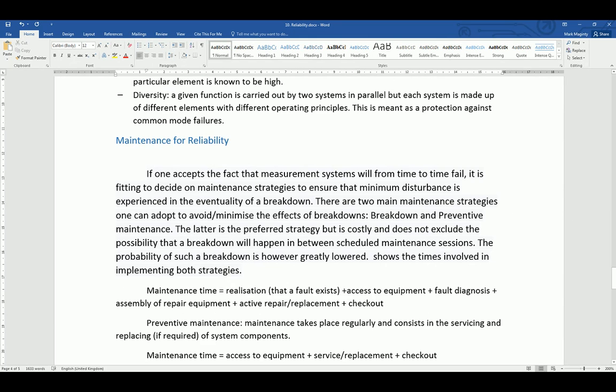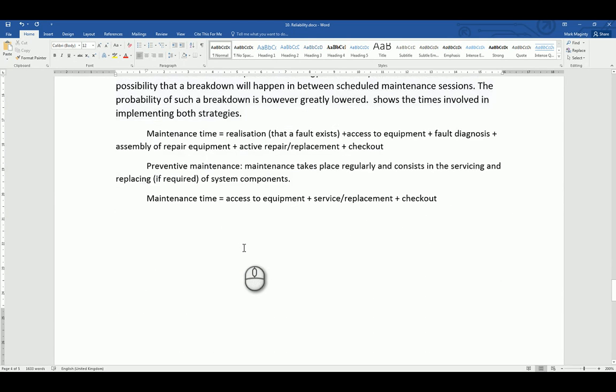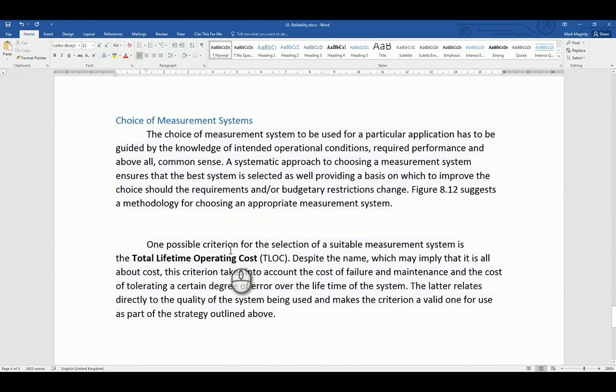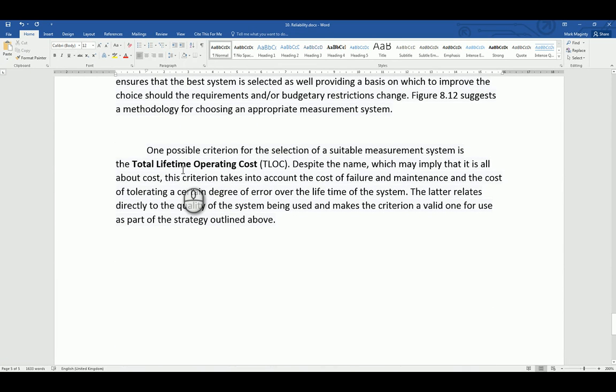Throwing in down the bottom here the maintenance of reliability, to do with either preventative maintenance or just standard maintenance from failure. Choice of measurement system, and this is really what we're relating and getting on to here, is the total lifetime operating cost. We're going to run through that in a second. Once again, I'll open the TLOC, or total lifetime operating cost, PowerPoint example, so hold on.